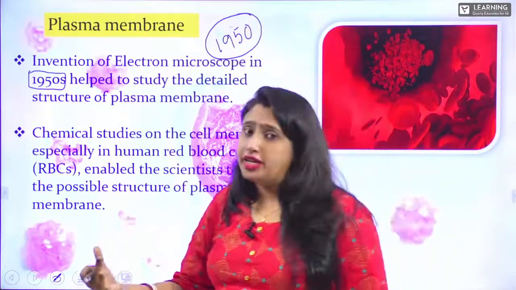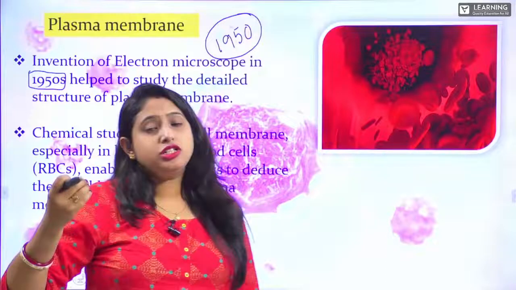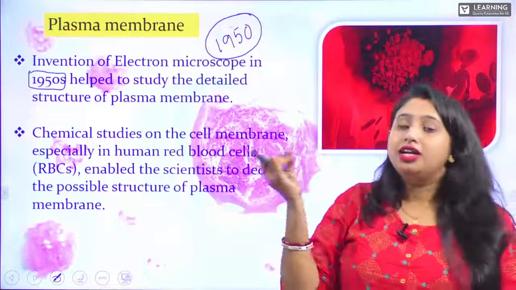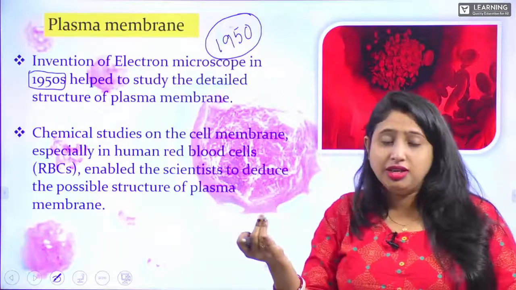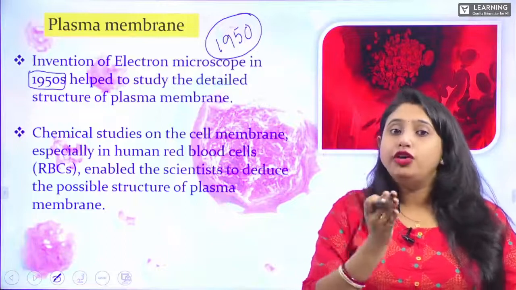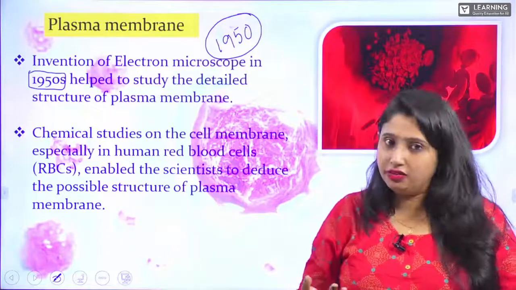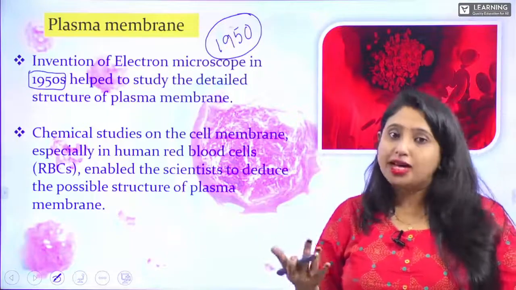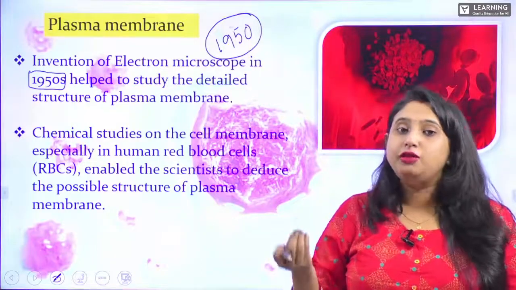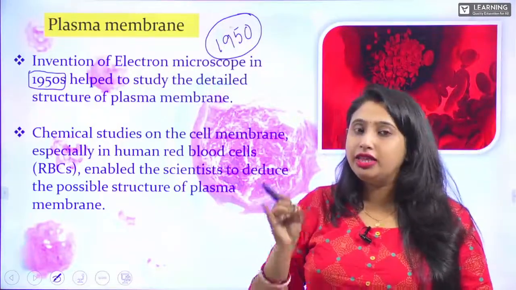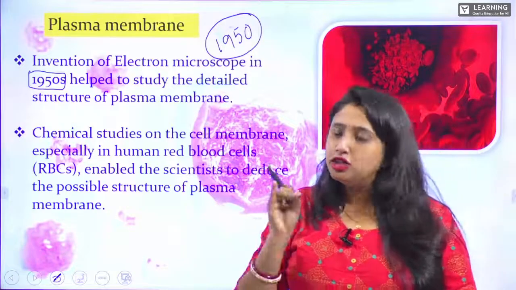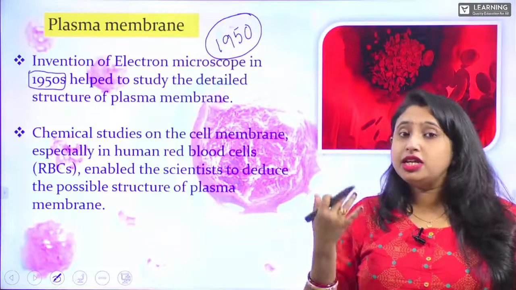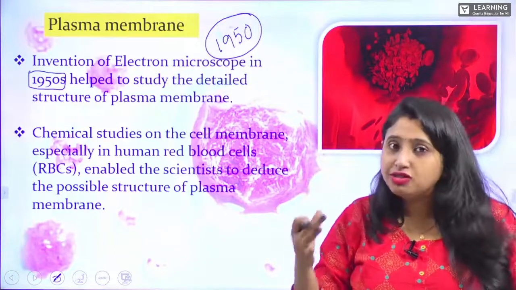There were various scientists who gave various models of the plasma membrane, like the unit cell model of plasma membrane. Then another model was the Danielli-Davson model, and the most accepted model is the fluid mosaic model, which we are studying, right? The diagram which you have seen is the fluid mosaic model of the plasma membrane. It was given by Singer and Nicolson in the year 1972. Clear?